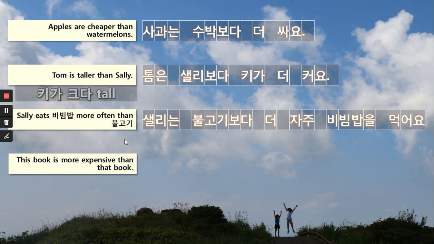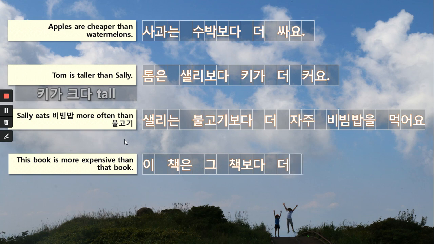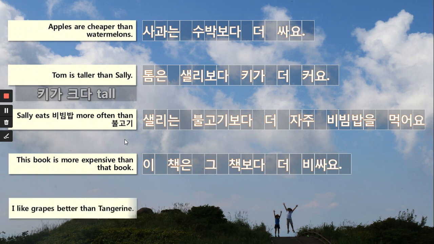This book is more expensive than that book. This book, 이 책은, than that book. "That" has two forms, 그 or 저, right? 그 means near the listener, away from the speaker. 저 is away from both. So 그 책보다, this book is more expensive than that book. 더 is optional. 더 expensive, 비싸요. 이 책은 그 책보다 더 비싸요.